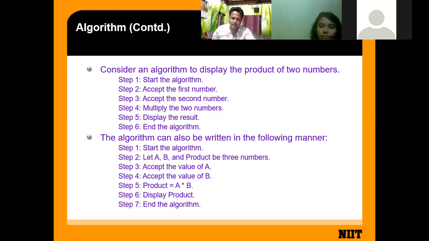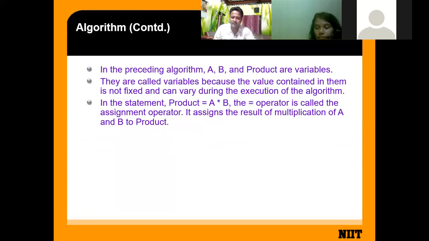Now, in this part, if you notice here, A, B, product are the variables. A, B and product are called variables. Variable means what? Variable is a memory location where we store the value.